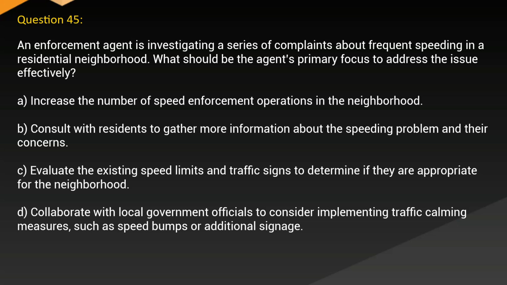Question 45. An enforcement agent is investigating a series of complaints about frequent speeding in a residential neighborhood. What should be the agent's primary focus to address the issue effectively? A. Increase the number of speed enforcement operations in the neighborhood. B. Consult with residents to gather more information about the speeding problem and their concerns. C. Evaluate the existing speed limits and traffic signs to determine if they are appropriate for the neighborhood. D. Collaborate with local government officials to consider implementing traffic calming measures such as speed bumps or additional signage.